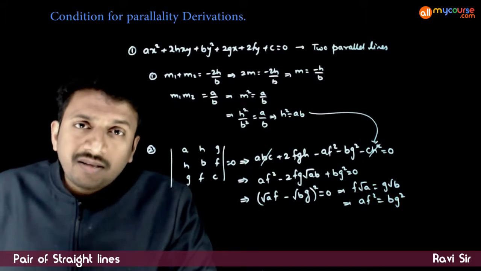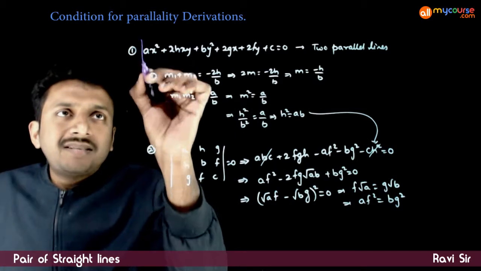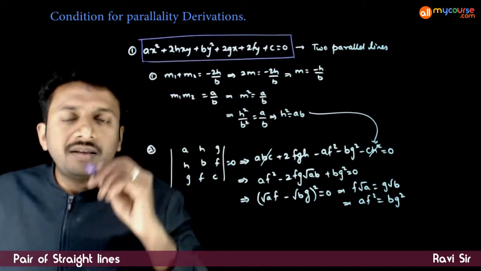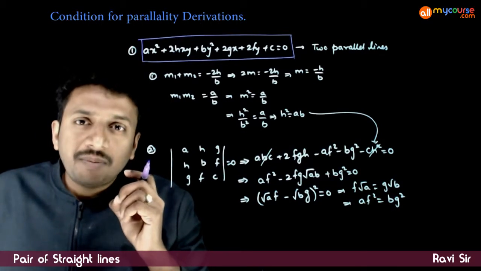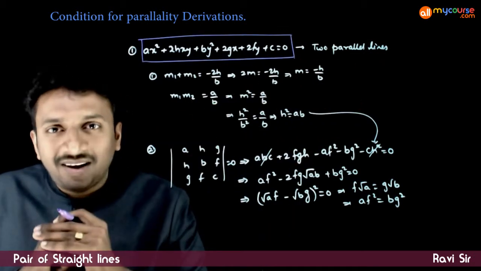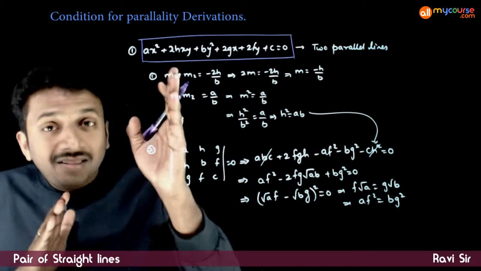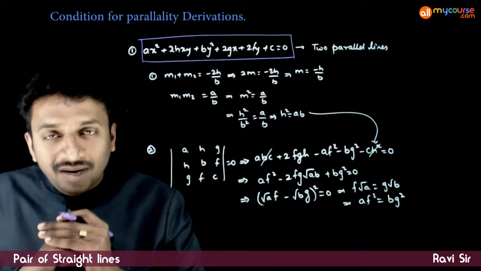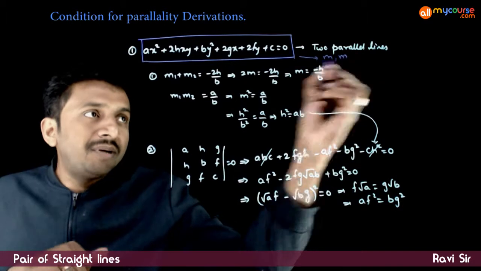So let us look at the first condition of parallelity. Let us say that ax square plus 2hxy plus by square plus 2gx plus 2fy plus c is equal to 0 represents two parallel lines. That means both the lines making this equation have the same slopes, right? So let the slopes of the lines be m, m.